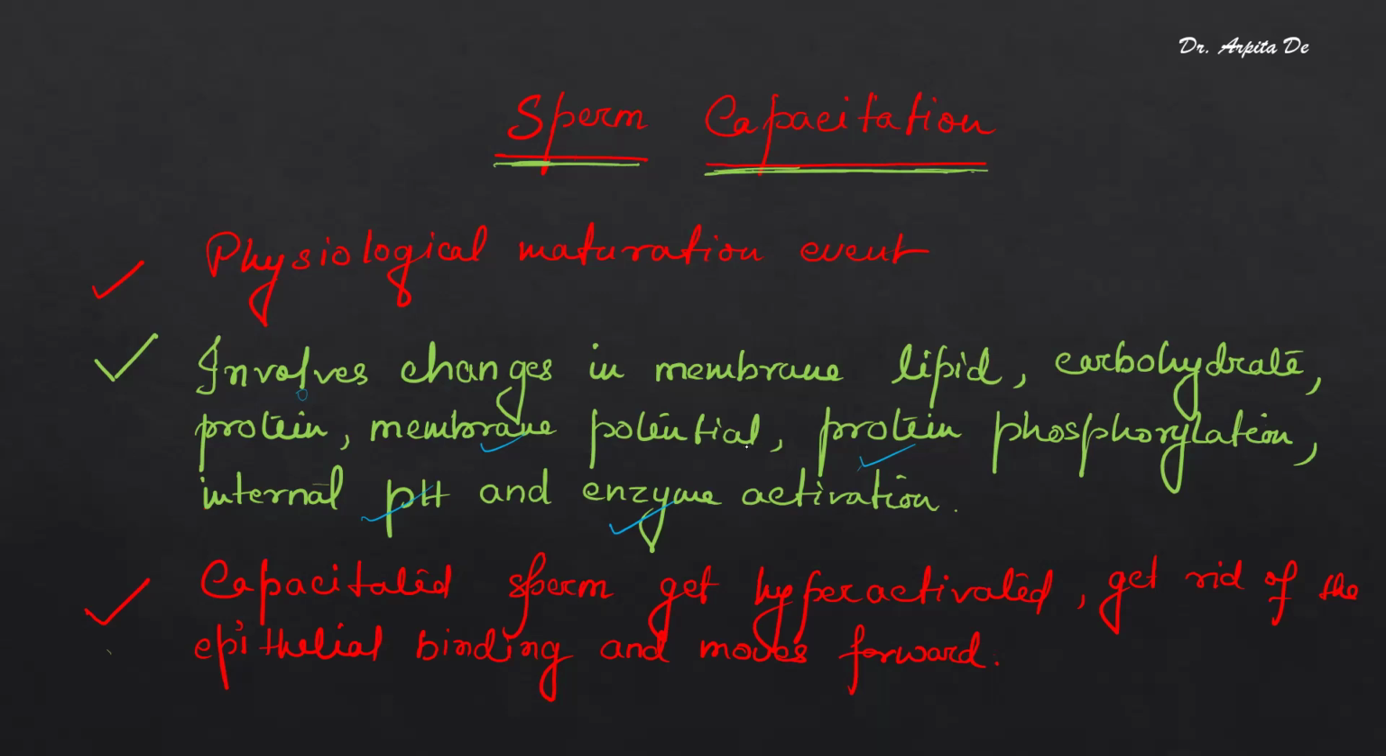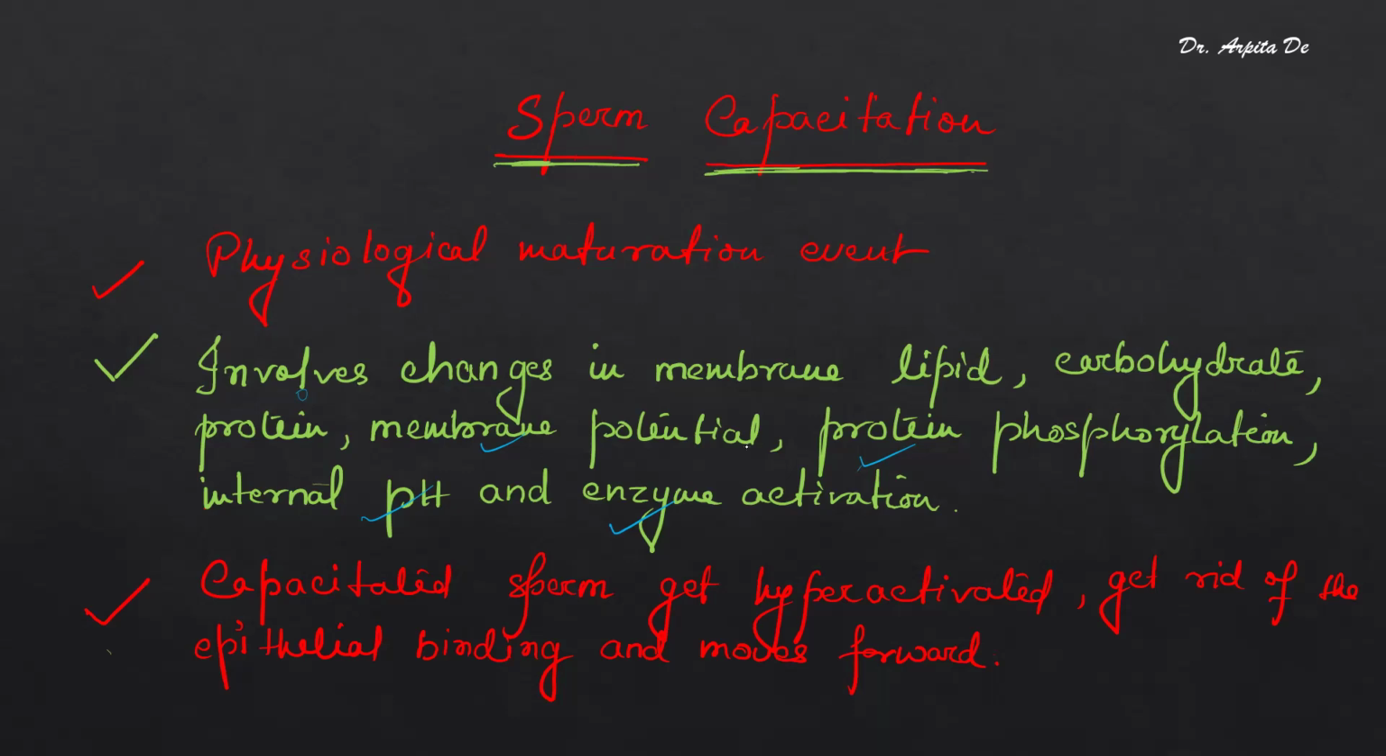Now, what is happening? Capacitated sperm get hyperactivated. They get rid of the epithelial binding and move forward. If they are unable to get rid of the epithelial binding, they will not be able to travel forward. The uncapacitated sperm die in the epithelial binding because they cannot move forward, as they are unable to get rid of the binding. So this is very important.